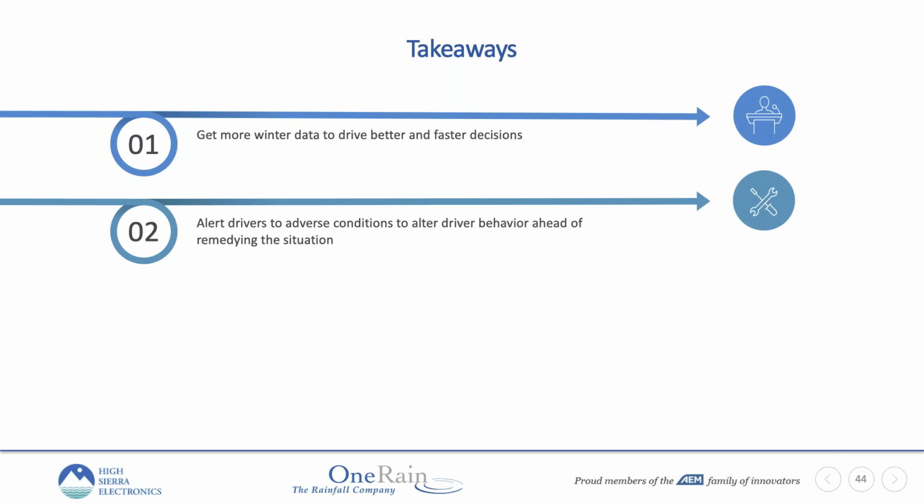Driver warning systems can help to alter that behavior so people don't drive through flooded roadways, or they slow their speed for an icy bridge deck in the middle of a winter storm that they're driving through.